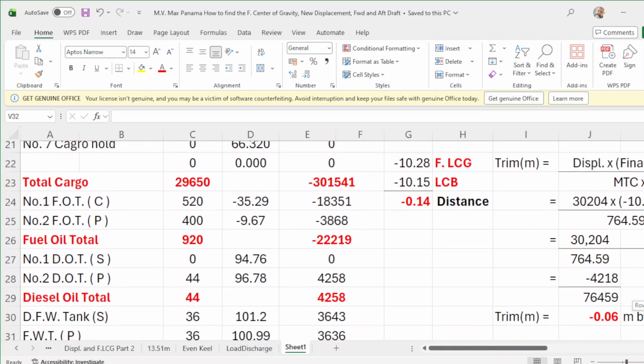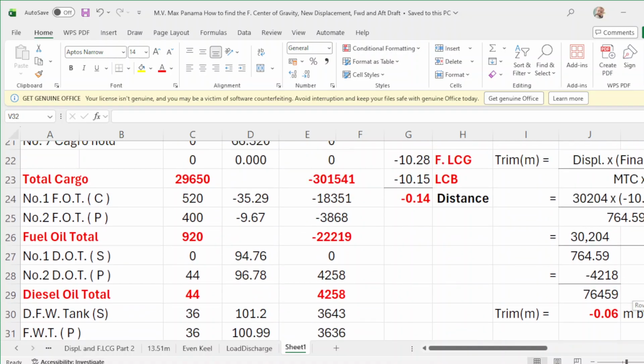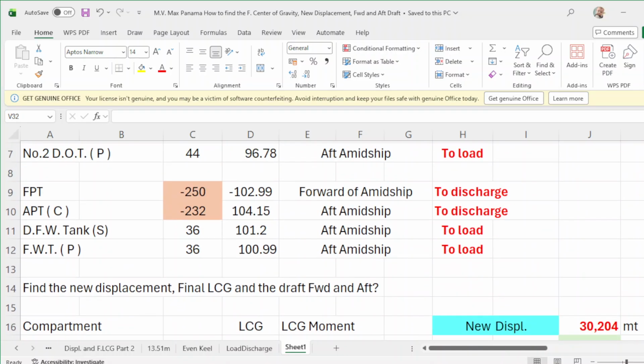And then the after peak tank and drinking water, starboard is 36 tons. It is aft of amidship. That's why it's positive. We're going to load fresh water. Also in the freshwater tank port side, we're going to load 36 tons. It is aft of amidship. We're going to load fresh water. So meaning only the after peak and fore peak tanks are where we're going to discharge ballast water. Okay, this is the amount that we're going to discharge.